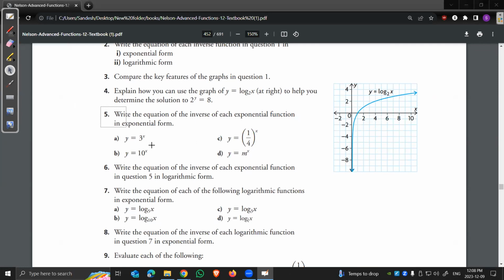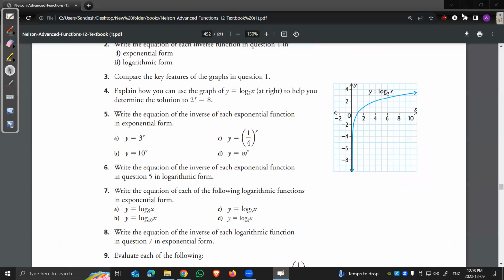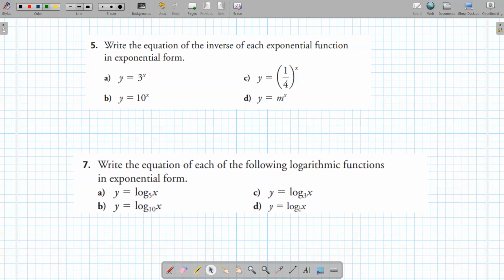To answer these questions, it's going to be a one-step answer basically for all of them. So it's asking us to write the inverse of this. The inverse of this will be log base 3 of x. The inverse of this is log of x. The inverse of this is log base 1 over 4 of x. And the inverse of this is what, for D? Log base m of x. Yeah.